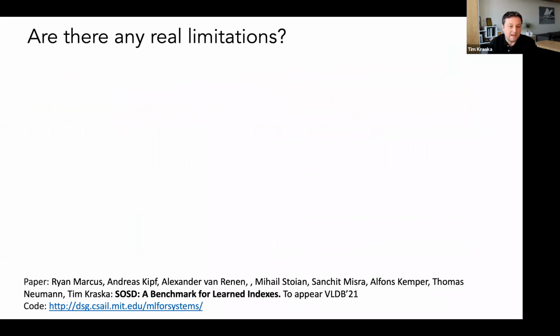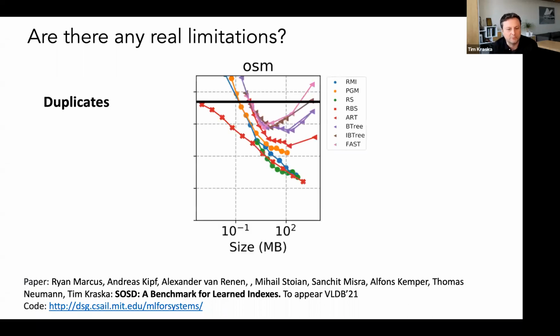Okay, last but not least, are there any real limitations? And of course there are. The one thing which has to be pointed out is duplicates. So the moment your data contains a whole bunch of duplicates, the problem is often that the standard models we use in order to approximate the data don't work on it very well.